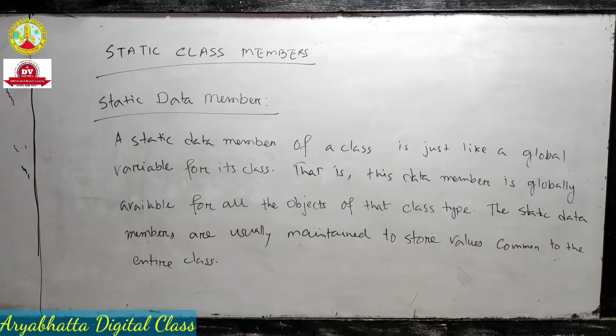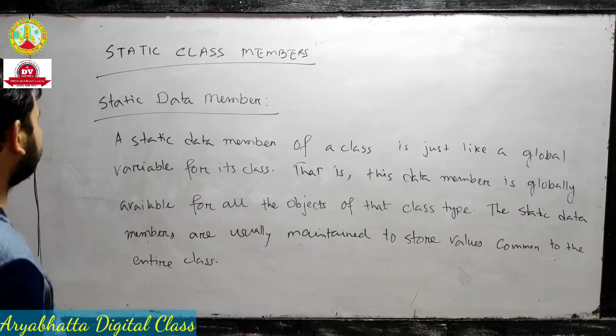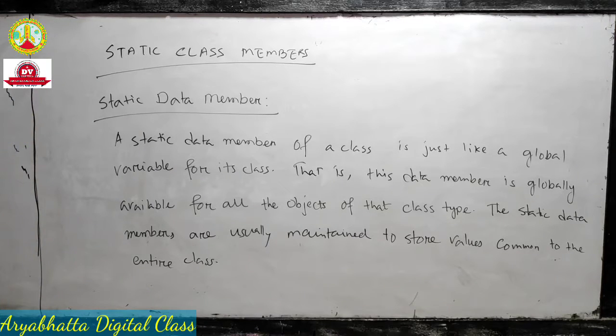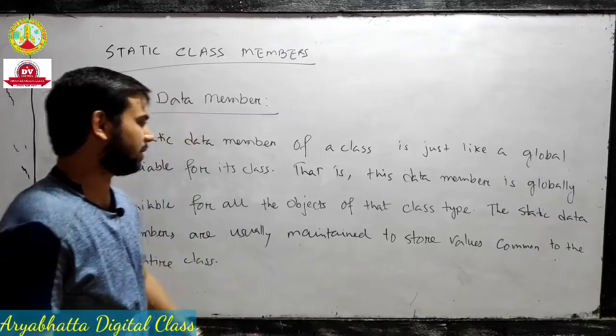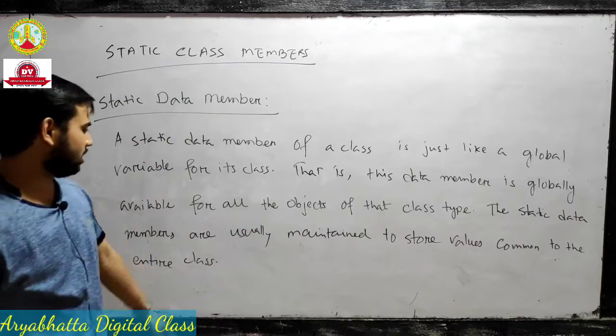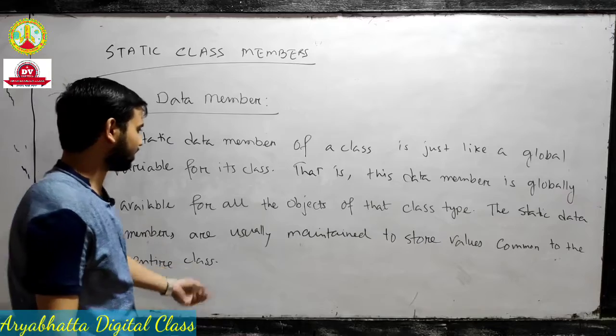You see, what is static data member? A static data member of a class is just like a global variable for its class. That is, this data member is globally available for all the objects of that class type. The static data members are usually maintained to store values common to the entire class.